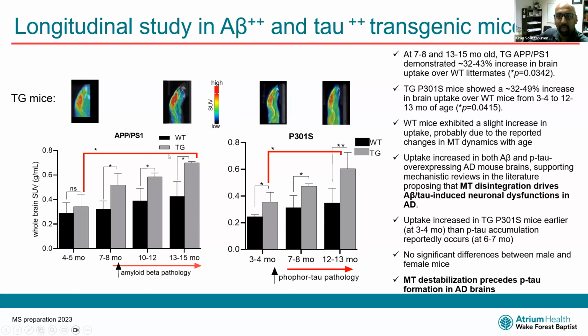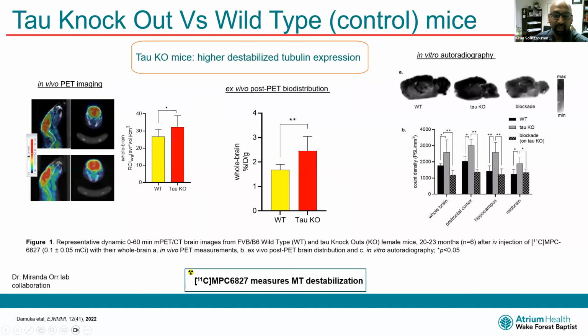Because APP is only amyloid beta and P301S is a tau overexpressing mouse. And more importantly, if you come to the P301S, you really see changes in phospho-tau pathology from 7 months, whereas this particular tracer could see the differences within 3 to 4 months. Again, showing that the microtubule destabilization may precede the phospho-tau formation in AD brains. So this is again supported well with the tau knockout mice we did, where tau knockouts have higher destabilized tubulin expression, and we have seen the same thing. So again, corroborating what we saw in prior discussions, that MPC 6827 measures MT destabilization.